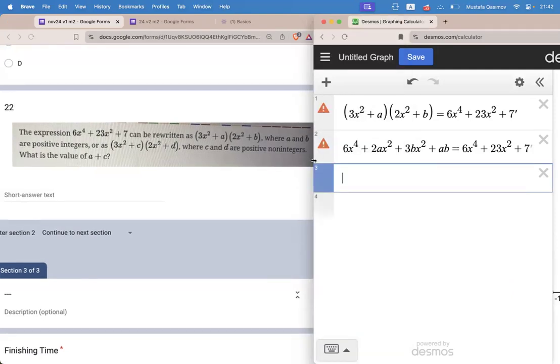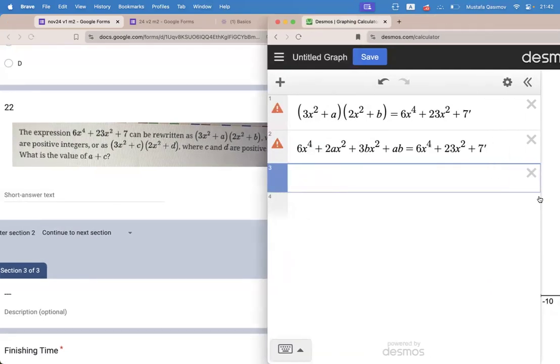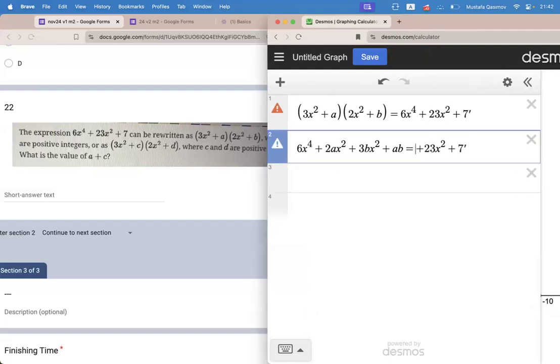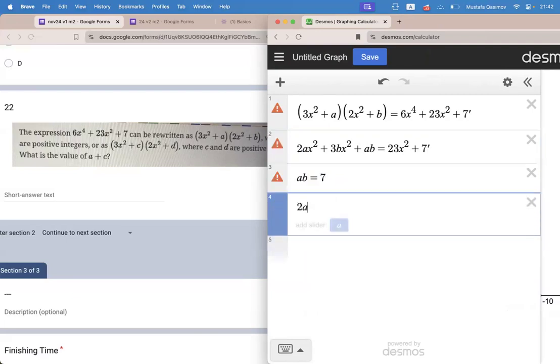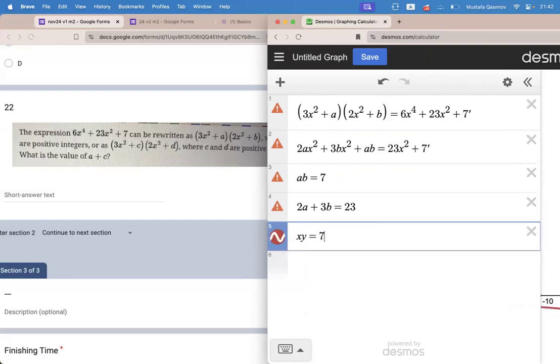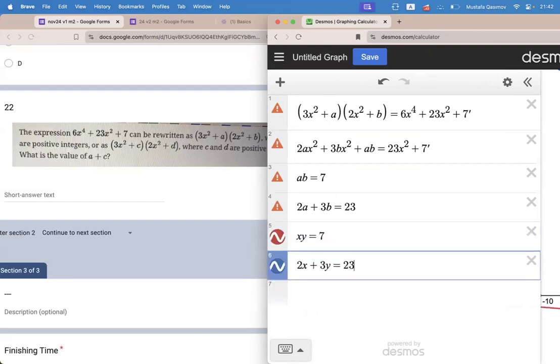Just wait. Okay. Now you can do elimination here like this. You can eliminate that one, you can eliminate that one. Then we can write 7 is equal to ab. Then you can write 2a plus 3b is equal to 23. Then you have to write it like this: xy is equal to 7, 2x plus 3y is equal to 23.